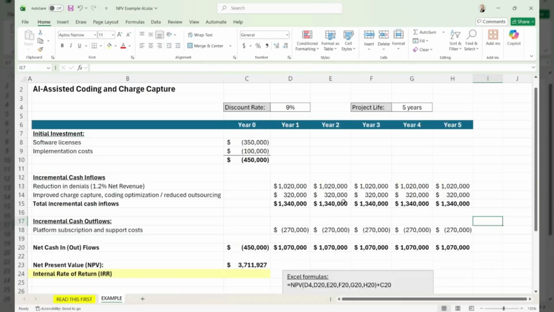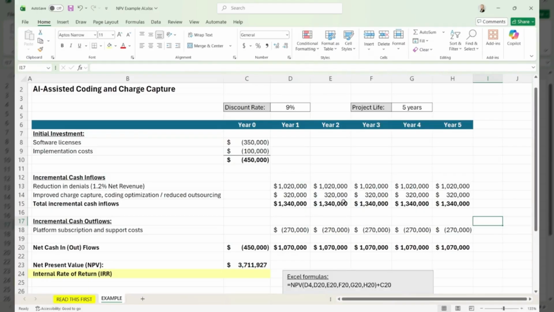In this example, we are looking at a project for AI-assisted coding and charge capture for a large physician group. We have modeled out that the initial investment is going to cost $450,000 due to software licenses and implementation costs. And then we have our incremental cash inflows, which are coming from a reduction in denials equal to 1.2% of net revenue, and also from improved charge capture and coding optimization, and also reducing reliance on outsourced coding.